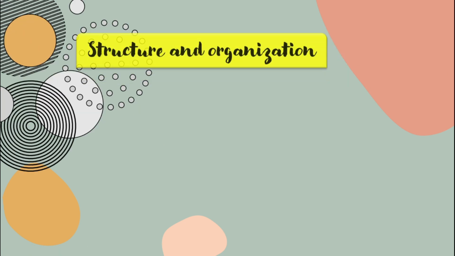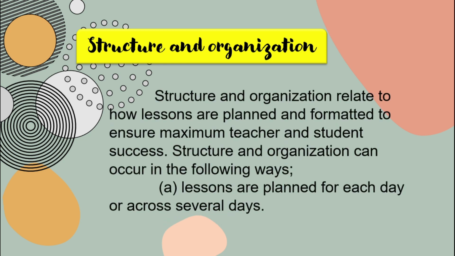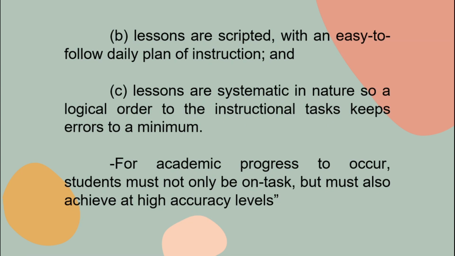Now let's proceed with structure and organization. We know that if there is a lack of structure and organization in the instruction we provide, our students are more likely to misbehave. Structure and organization relate to how lessons are planned and formatted to ensure maximum teacher and student success. Structure and organization can occur in the following ways. The first one is lessons are planned for each day or across several days. Another is that lessons are scripted with an easy-to-follow daily instruction plan. And lessons are systematic in nature, so a logical order to the instructional tasks keeps errors to a minimum.